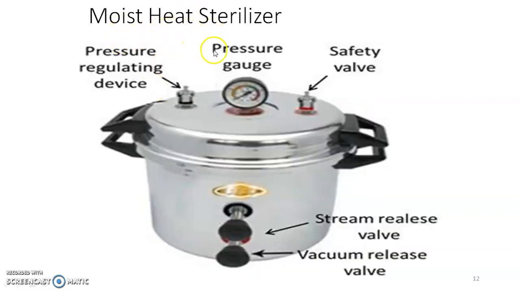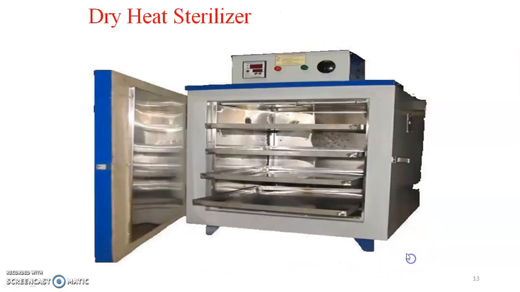This is a sterilizer, which is called a moist heat sterilizer, or another name for this is autoclave. It should contain a pressure regulating device, pressure gauge, safety valve, steam release valve and vacuum release valve. And next, the last one, that is dry heat sterilizer. Dry heat sterilizer is also called a hot air oven.